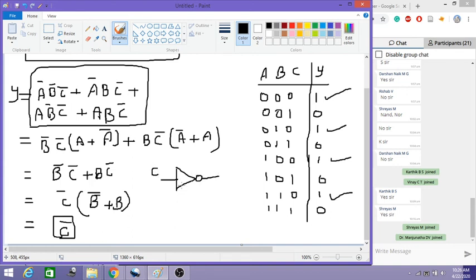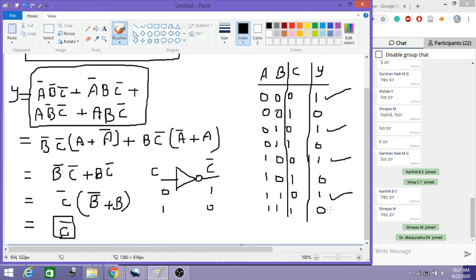We need not connect A and B because the A and B inputs are useless in this case. If you look at the output and compare with C, it is just a C complement. You give input as 0, I am getting 1. You give input as 1, I am getting 0. That is exactly what it is doing.